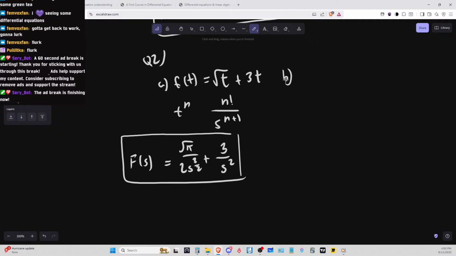Okay, I guess that will conclude it for today's stream, guys. Hopefully you liked that Laplace transform problem. I just find it very interesting that the Laplace transform of the square root of t is just the square root of pi over 2s to the 3 over 2. I find that very, very interesting.